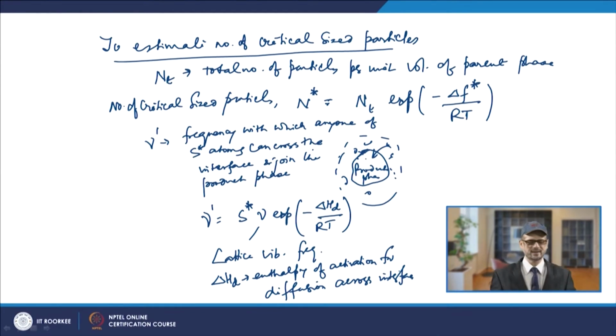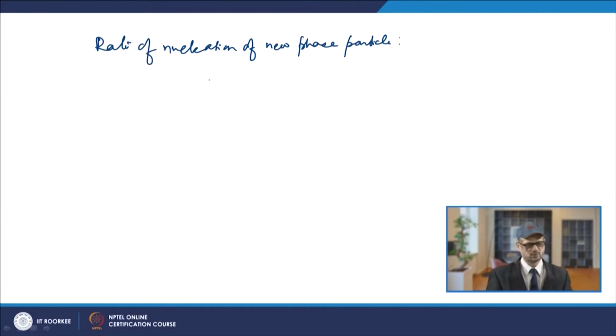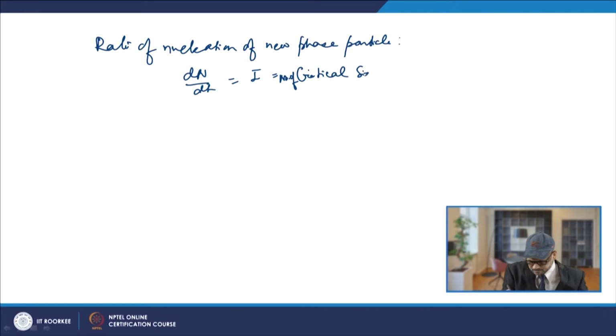Now, if you talk about the rate of nucleation of the new phase particle, that will be dN by dt, which we also call I, and it is nothing but the product of the number of critical size particles and the frequency with which they try to become supercritical.